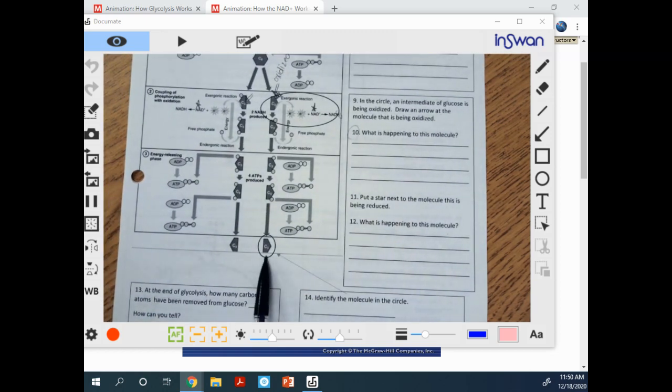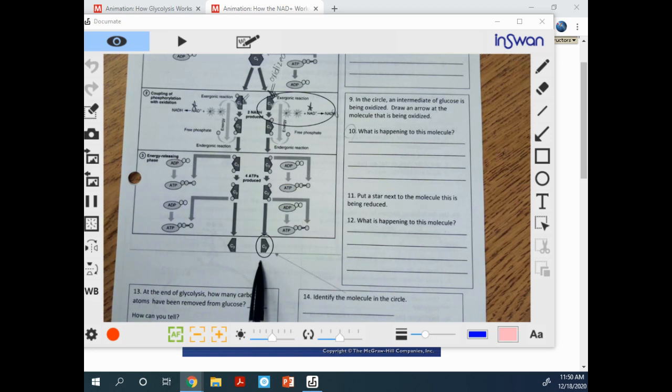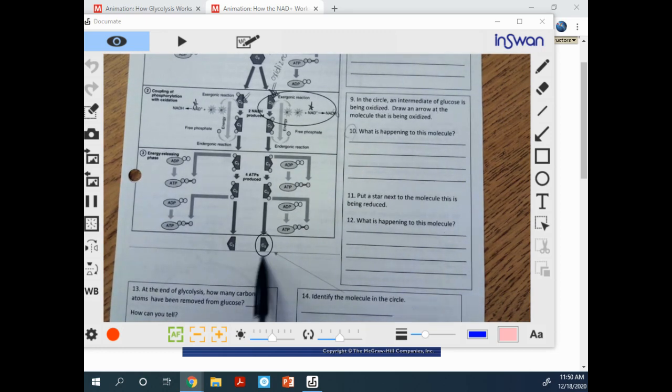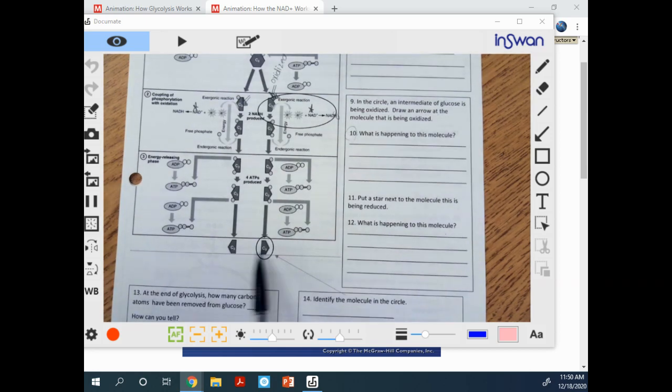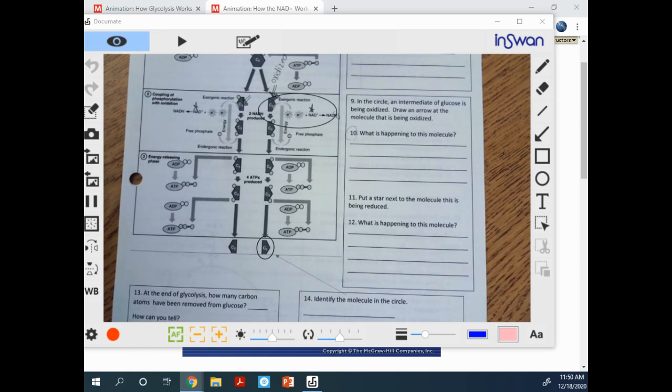If I ask you to identify that molecule, can you do it? You see how it says C3? 3 carbon atoms. So those 2, we're at the end of glycolysis. Those are the 2 molecules of pyruvates, or you can say pyruvic acid. I'm going to show you in a second what happens to it.